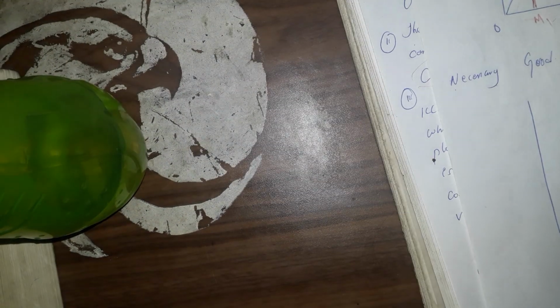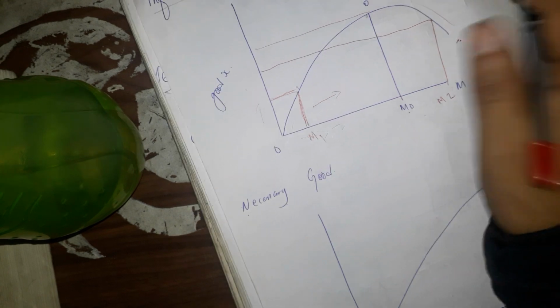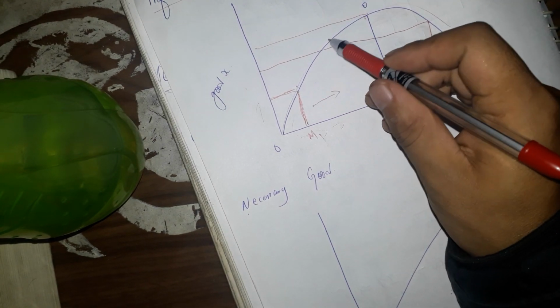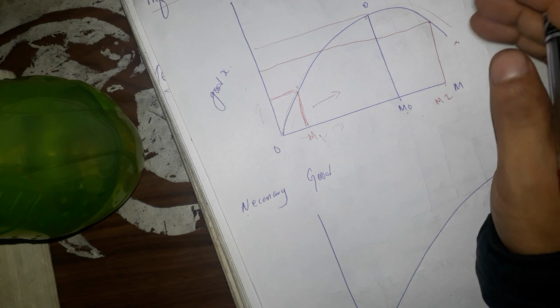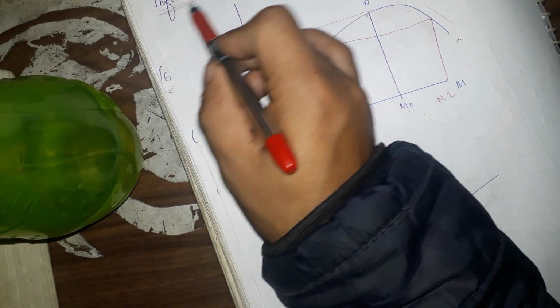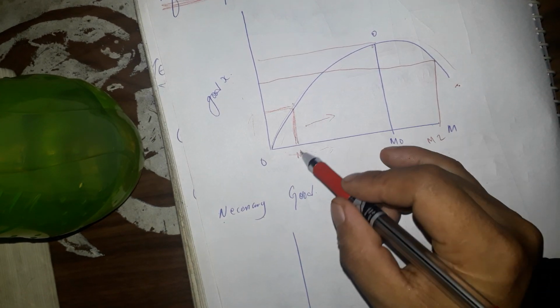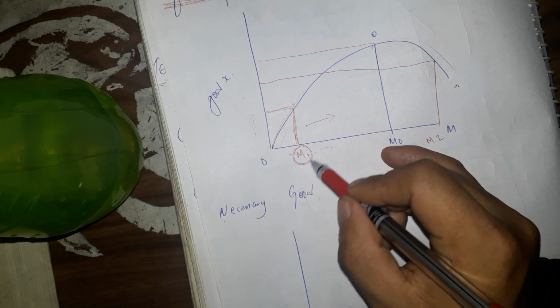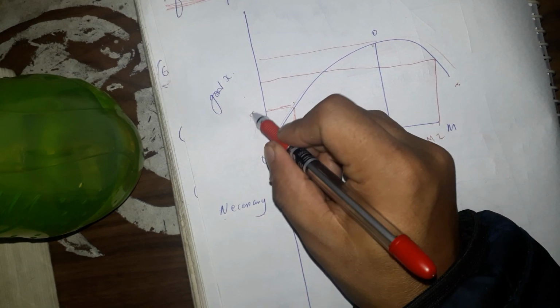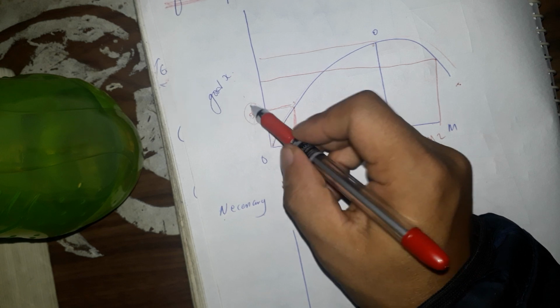Now we'll be talking about the Engel curve for various types of goods. Let us first talk about inferior goods. I hope you all know what we mean by inferior goods. On this axis we are measuring good X, which is an inferior good, and on this axis we are measuring different levels of income. Let us assume at OM1 unit of income, a consumer is consuming OX1 unit of good X, which is an inferior good.